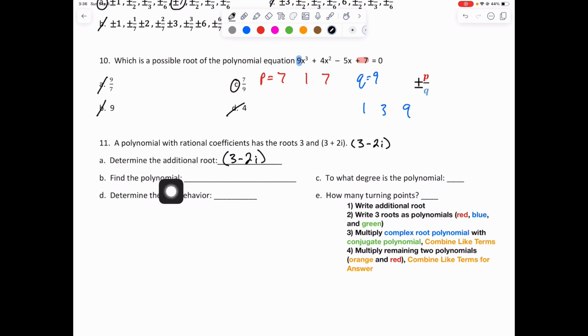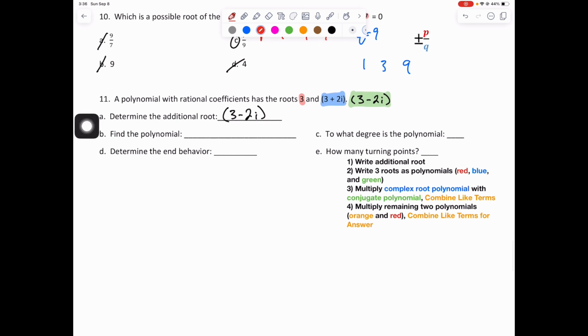Then it wants us to find the polynomial, find the end behavior, to what degree is it, how many turning points. Oh my goodness. Guess what? It's not that bad. Our 3 will highlight in red. Our blue, I'll use right here for the 3 plus 2i. And then in green will be our third that we need to set up. Yes, I know. It's going to be a little bit of a process, but it's not too bad.